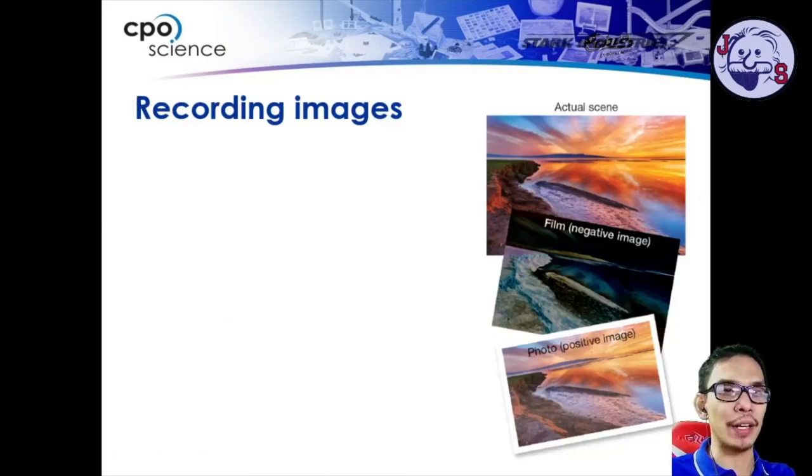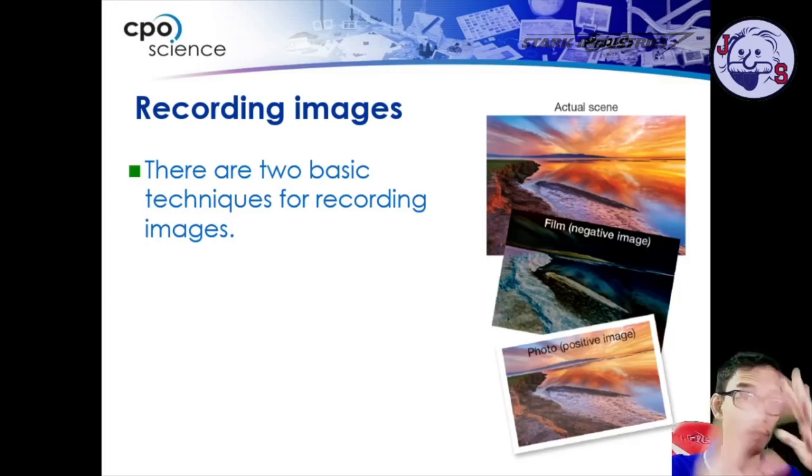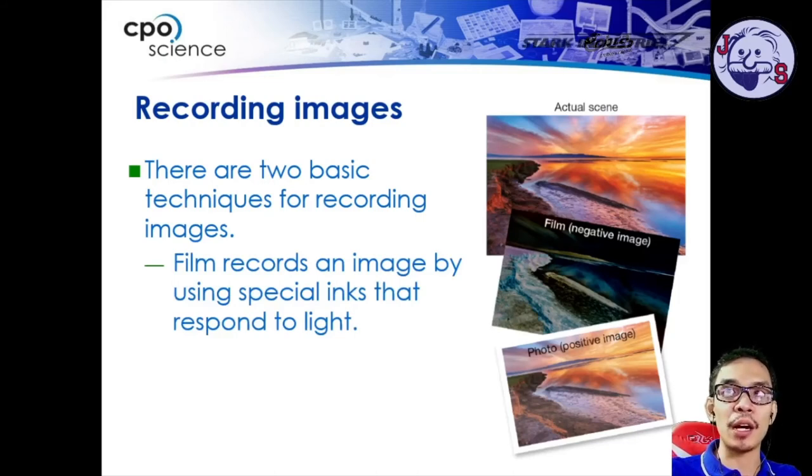Alright, so application time. In recording images, very important are the virtual and the real images that we discussed earlier. In our modern technology, before, we used to record images on film. We have here a negative. The disadvantage of using a negative is that when it is exposed to light, the negative is rendered useless.